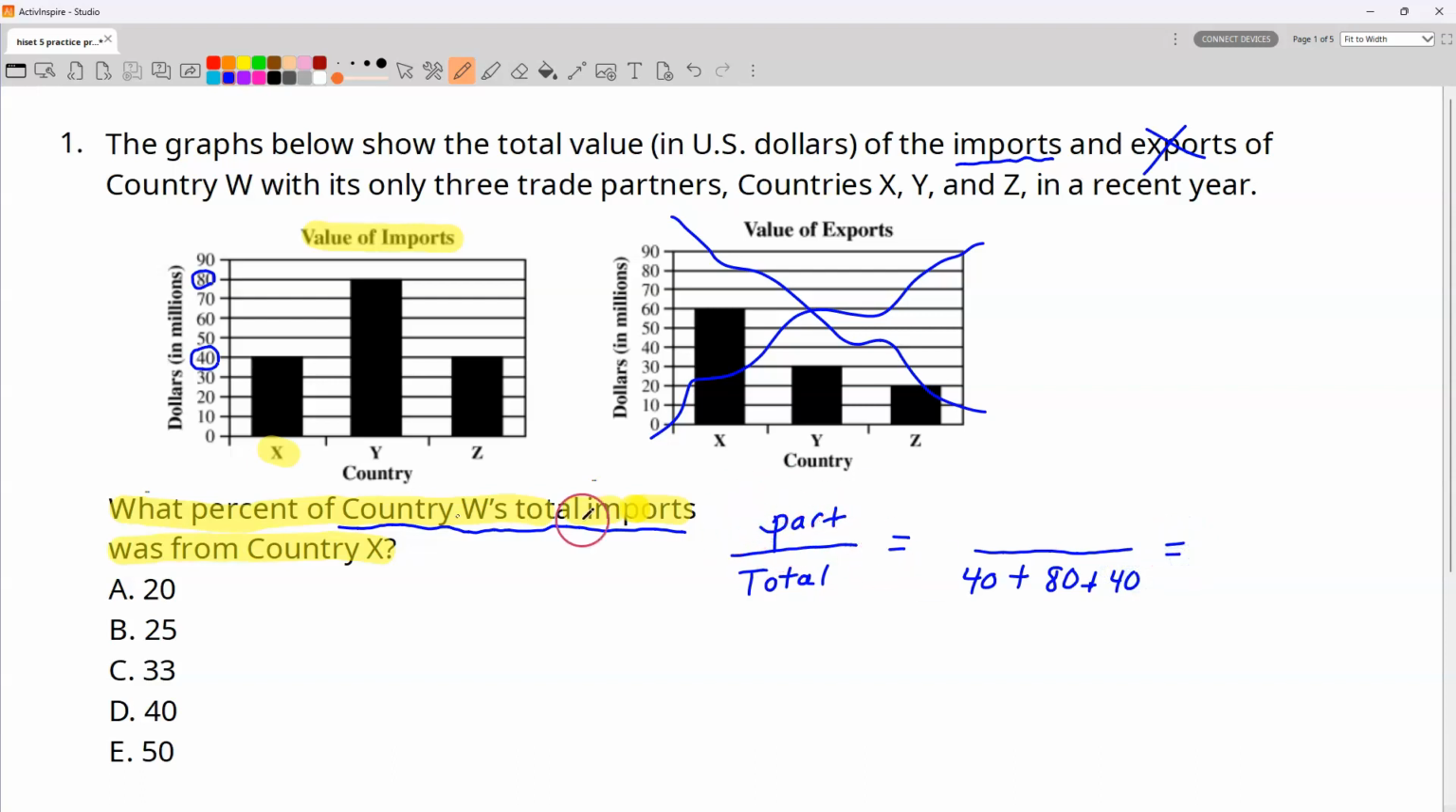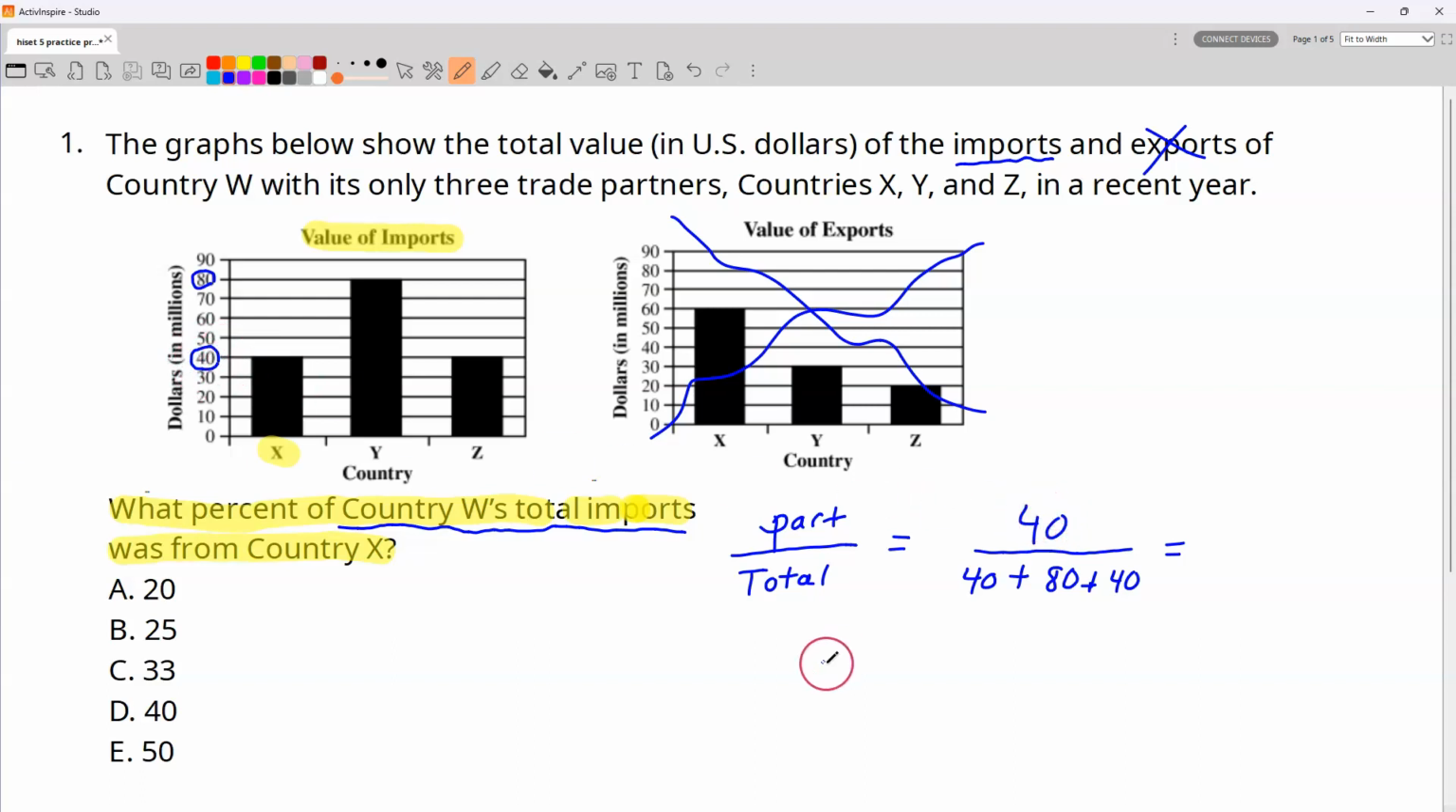Okay, and what's the part? Again, let's look at the question. This is tricky. It says, what percent of country W's total imports was from country X? So country X is the part that I'm looking at, which is right here again. Here's country X. So the part is 40 for country X. And I'll put this piece on top.